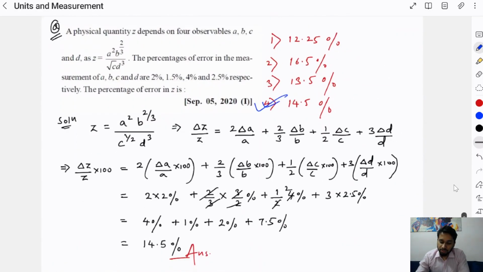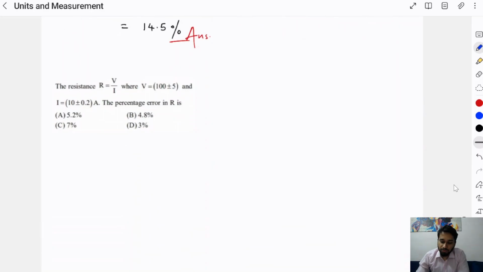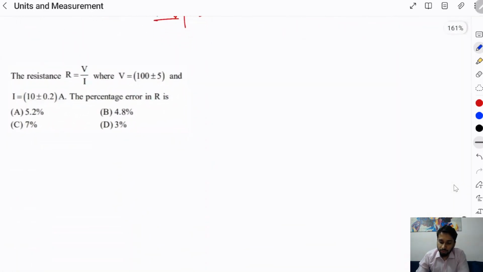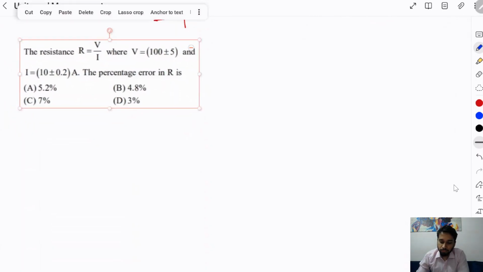The last example was this, where we had Z, which was related to different physical quantities A, B, C, and D by following relations. Then the percentage error in A, B, C, D was given, and we have found the percentage error in Z. Okay. Now, the next question we'll see, slightly different type. So this will be the third question.